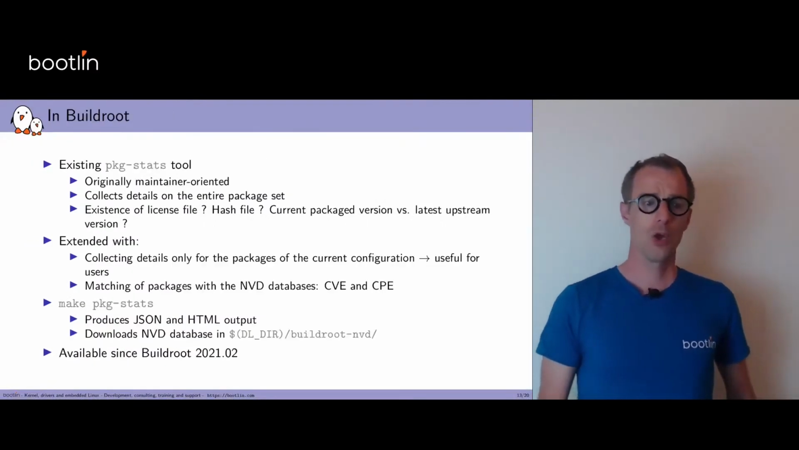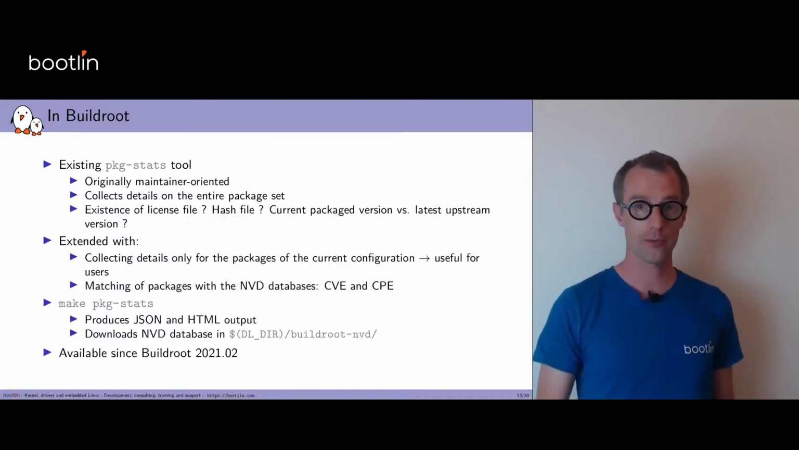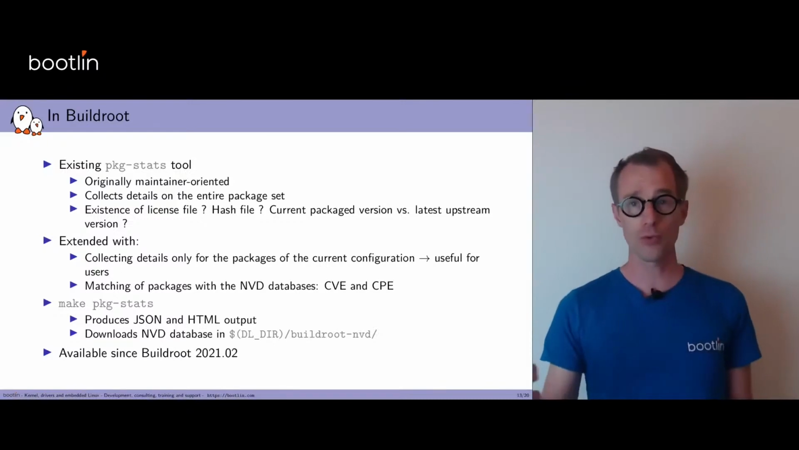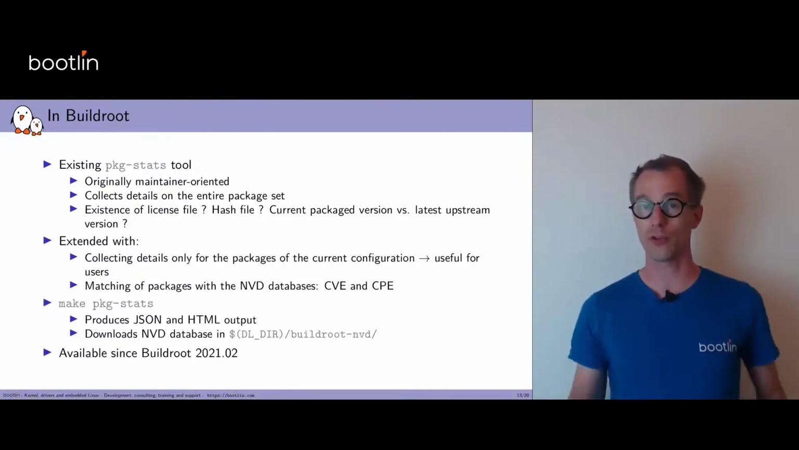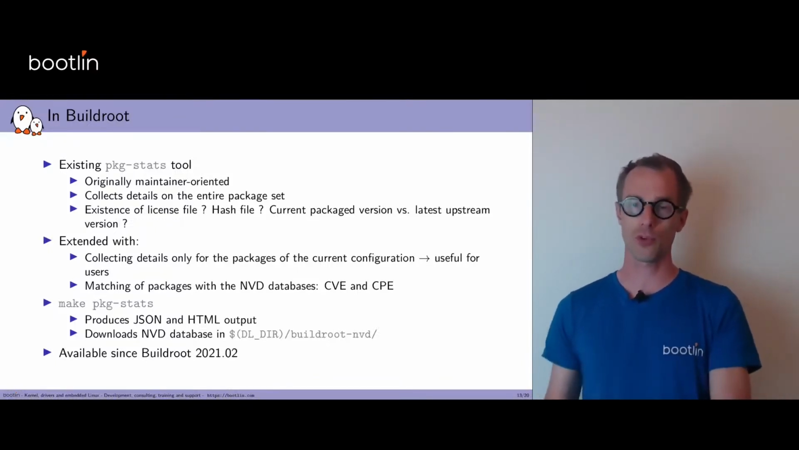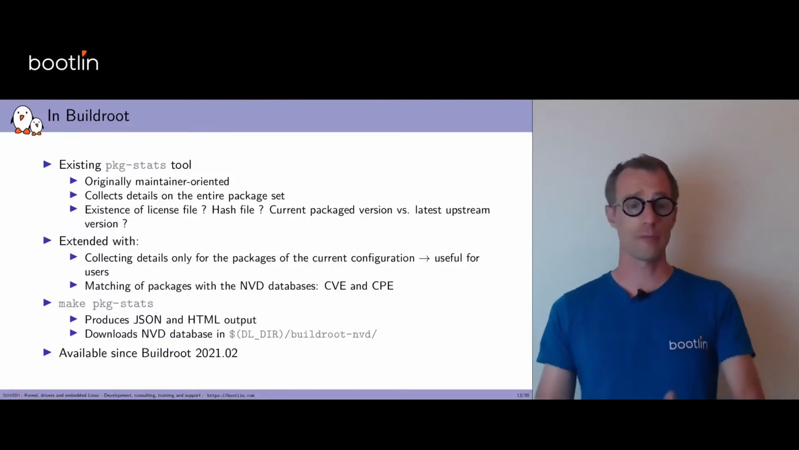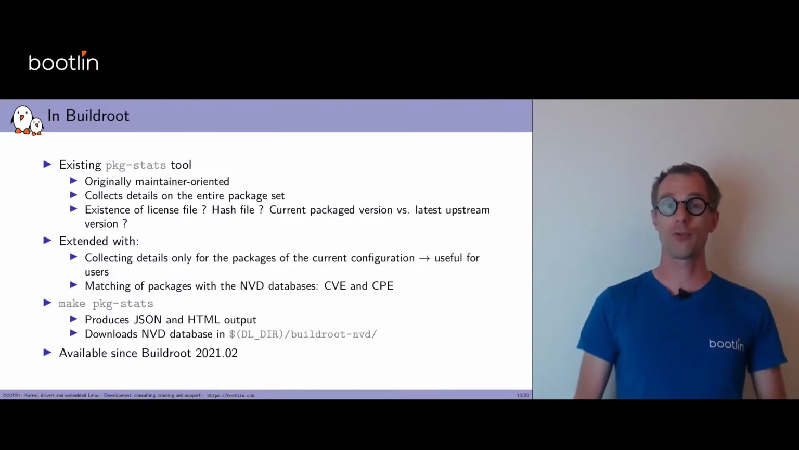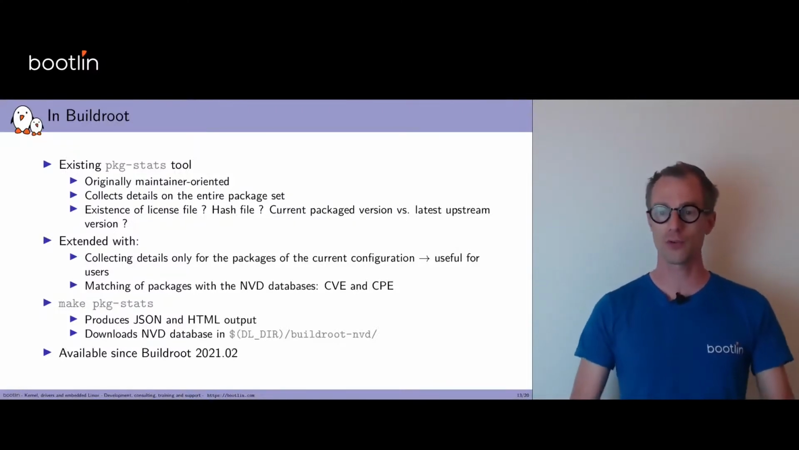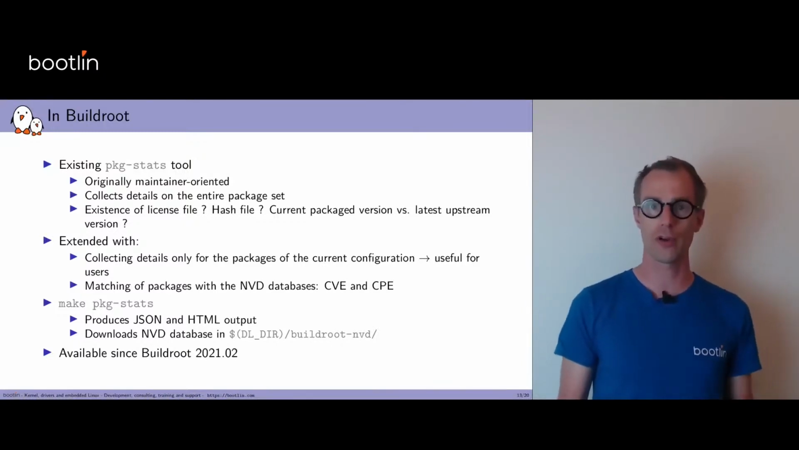So in Buildroot, we had an existing tool called Pkg-stats, whose goal was to collect statistics about all the packages in Buildroot. So it was really maintainer-oriented, in the sense that it was collecting data on the entire set of packages in Buildroot, not specifically for one given Buildroot configuration, but really the entire package set. It was providing information such as, does the package have license file information, does it have a proper hash file, whether the currently packaged version is up to date versus the latest upstream version available from the original project, and a few other pieces of information.